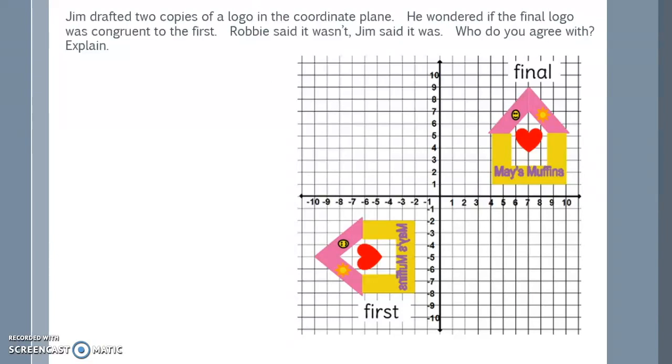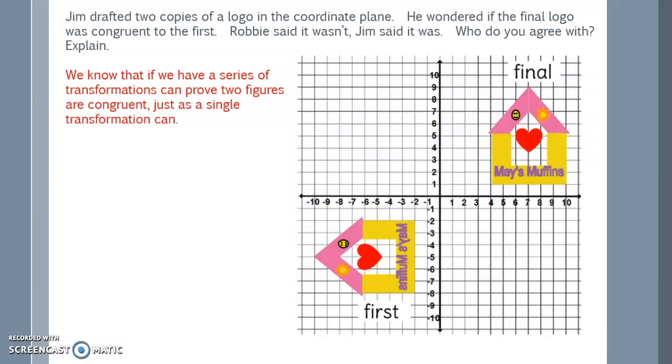Jim drafted 2 copies of a logo in the coordinate plane. He wondered if the final logo was congruent to the first. Robbie said it wasn't, and Jim said it was. Who do you agree with, and explain? We know that if we have a series of transformations, we can prove 2 figures are congruent, just as if we had a single transformation.